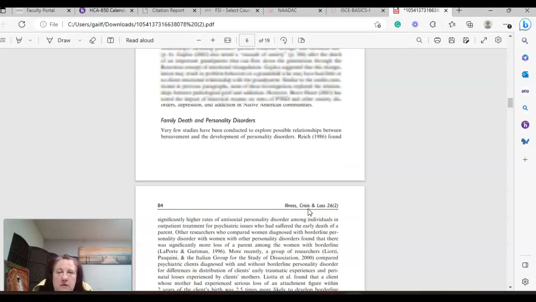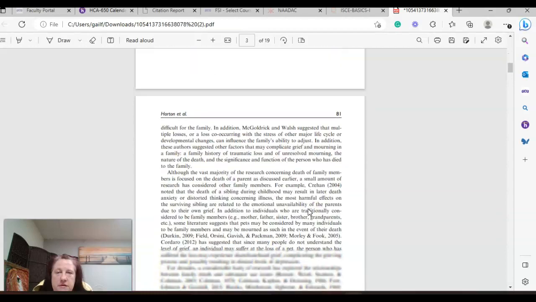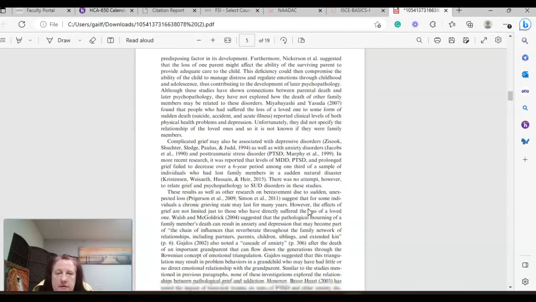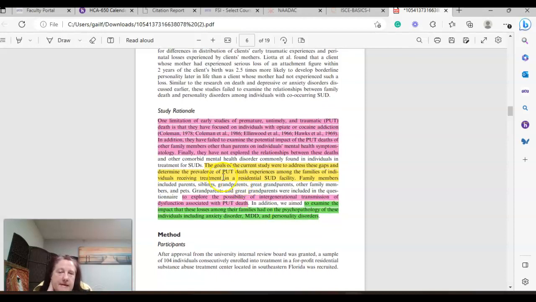So in this article, they also identified a goal. I'm going to give you seizures here again by running through this till I find it. So under study rationale, in yellow here: the goals of the current study were to address these gaps and determine the prevalence of premature and untimely death experiences among the families of individuals receiving treatment in a residential substance use disorder facility. Okay, so that's the goal.